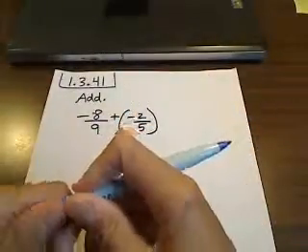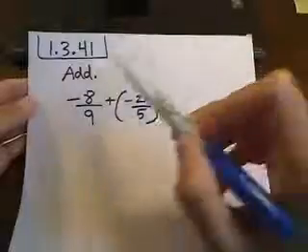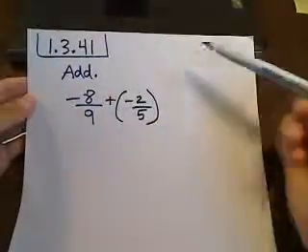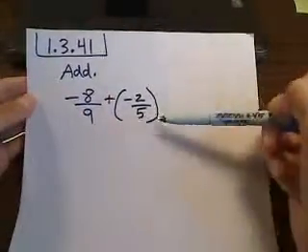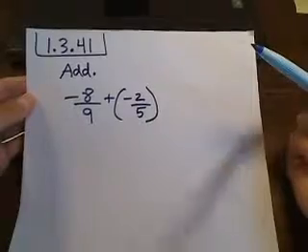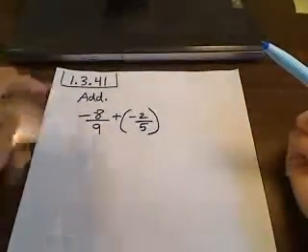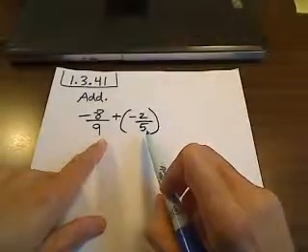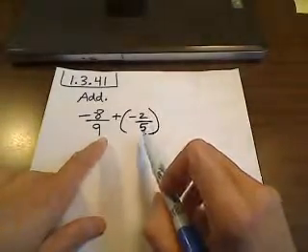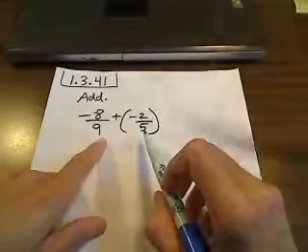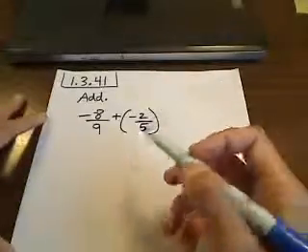Okay, so here's a question that was asked on email. This is 1.3.41, and they ask us to add, so we're adding fractions here. And remember that when you add fractions, you need to get a common denominator. If you look at the numbers 9 and 5, the lowest number that they have as a multiple is the number 45.